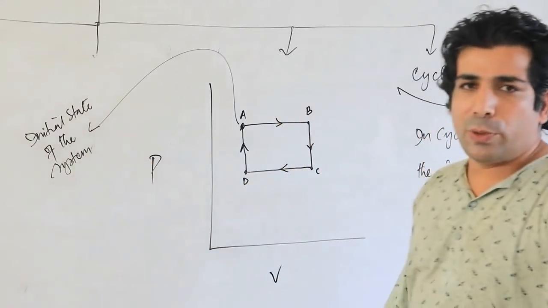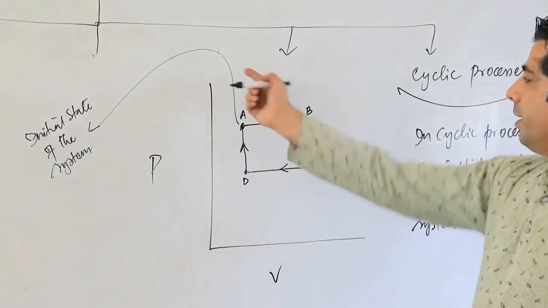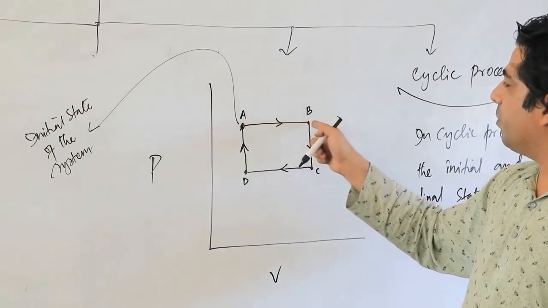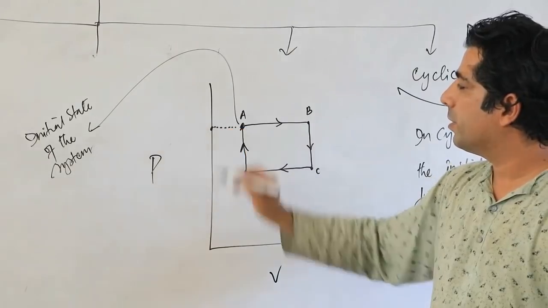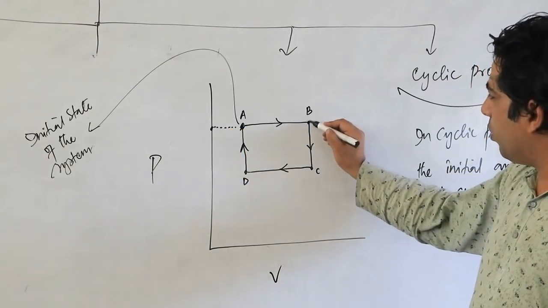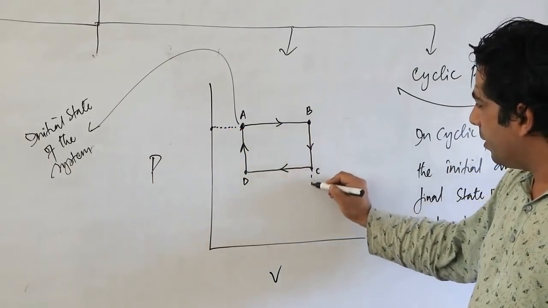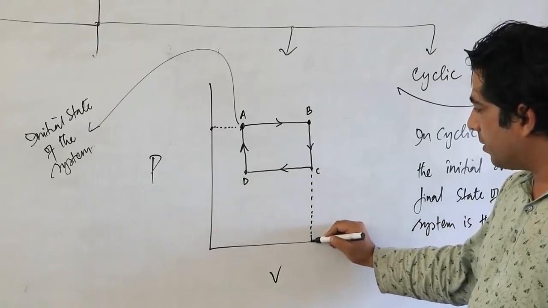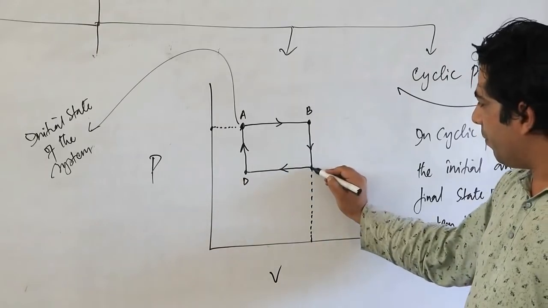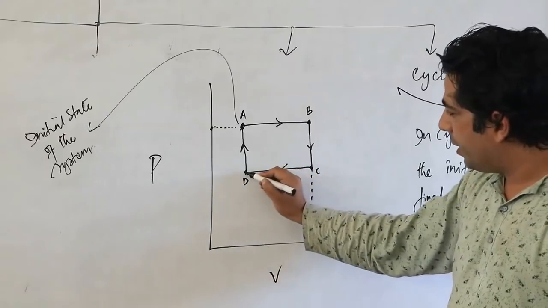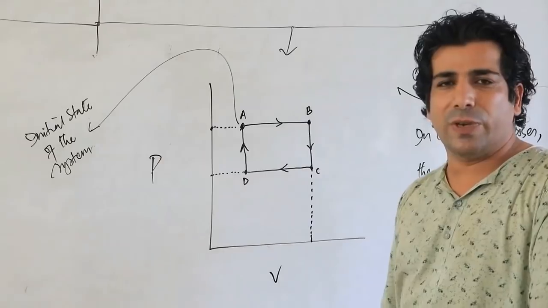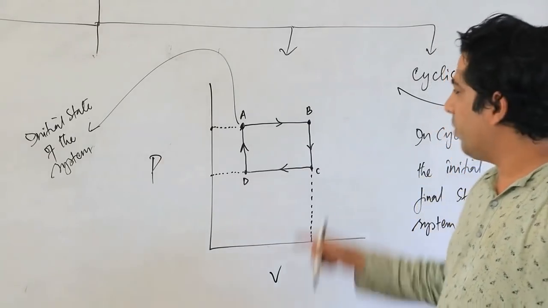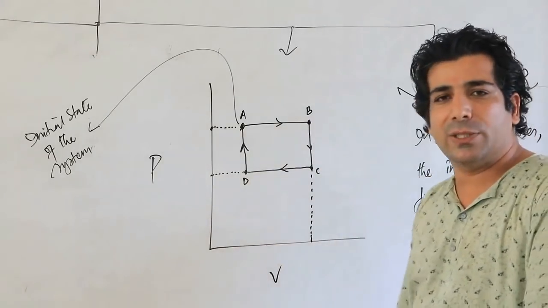Then you are going through a cyclic process. If you see along this line, you will find out that pressure is constant here. Here the pressure is constant. If you see along this line from B to C, the volume will be constant here. If you see along this line C to D, again the pressure will be constant. So when pressure is constant, we call it isobaric. But when volume is constant, we call it isochoric.